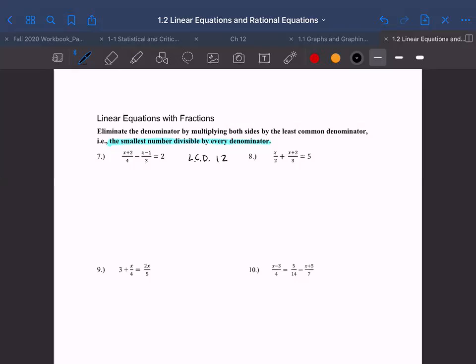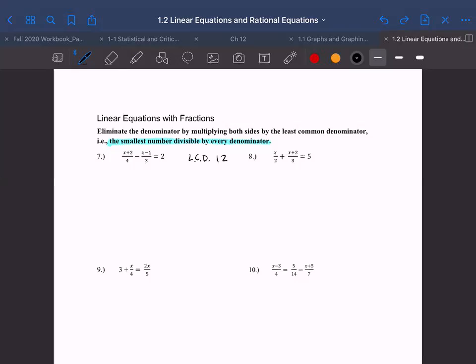Now, if you happen to be doing one of these, and let's say you missed 12 and you kept going until you got to 24 and didn't notice 12, that's fine. It's still going to work out for you as long as it's a common denominator of both of them or all of them. It's just simplest to use the smallest one. But don't be worried if you end up with a common denominator that's not the least one, it's still going to work. And you can always just find it by multiplying all the denominators together. It just may not be the simplest way to do it.